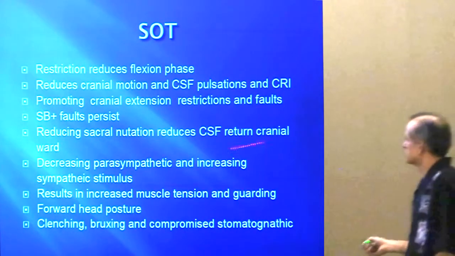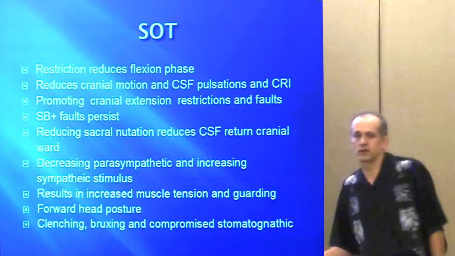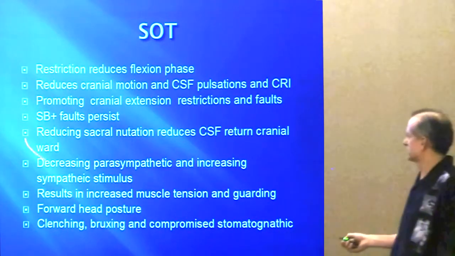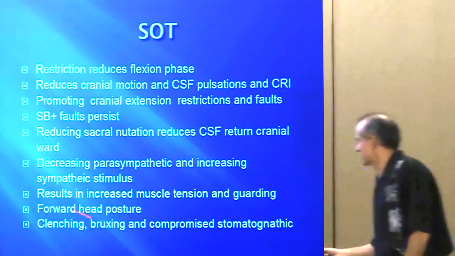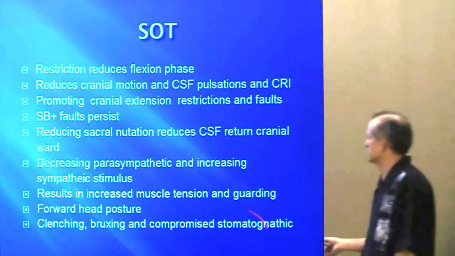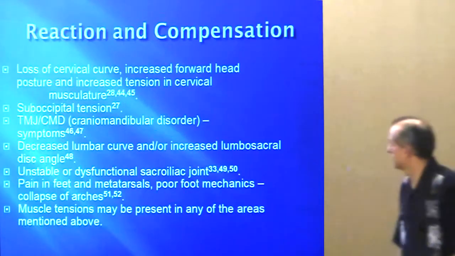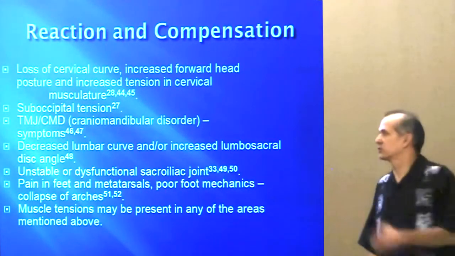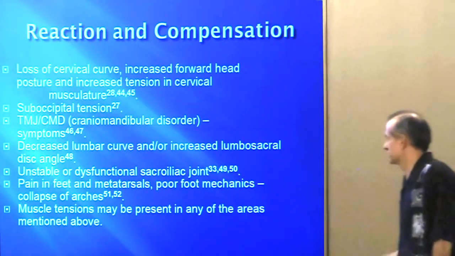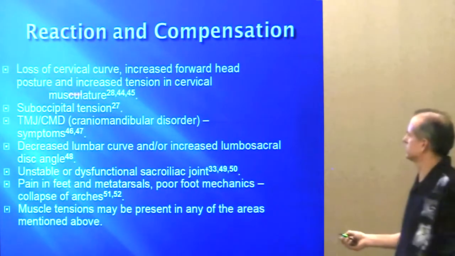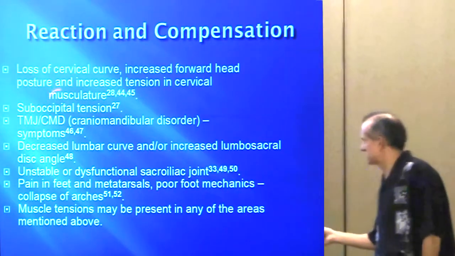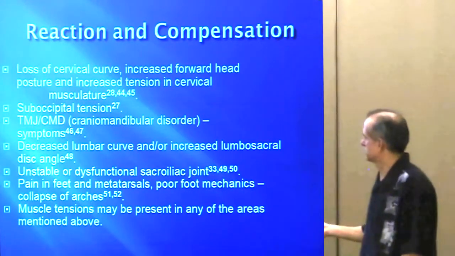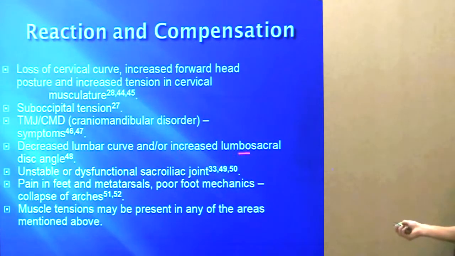Reducing the return of CSF reduces the sacral movement, so it affects the whole system. Then you get depressed parasympathetics and increased sympathetic stimuli, resulting in increased muscle tension and guarding, forward head posturing, and the same compromise in the mouth. So again, the reaction and compensation to this distortion or primary lesion is loss of cervical curve, increased forward head posture, increased tension in the cervical musculature, suboccipital tension, TMJ and craniomandibular disorders, which I explained earlier. And you have increase or decrease of lumbosacral angle.